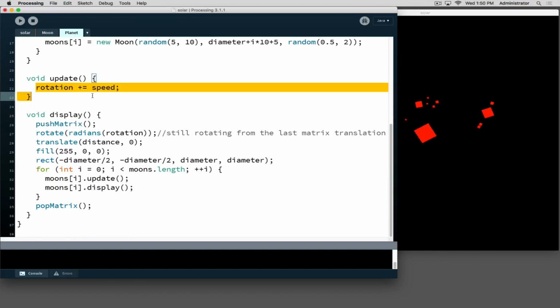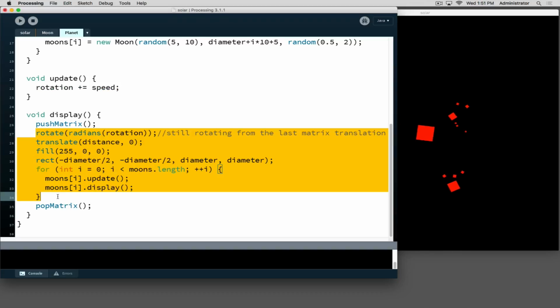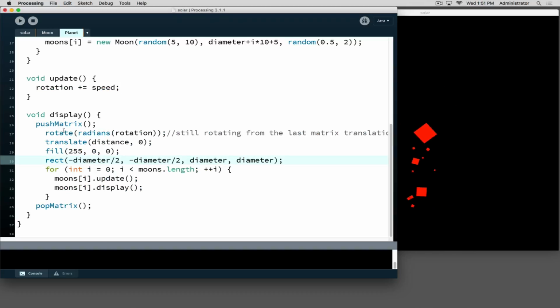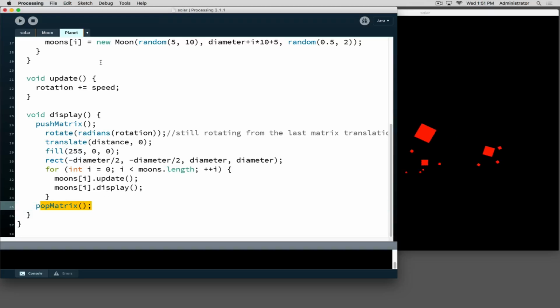Update is just updating the rotation of this object by its speed. Then we rotate based on our current rotation. We translate out to what our distance from the center is supposed to be. Set the fill color. Draw the planet. And then update and display the moons. And then, of course, popMatrix.